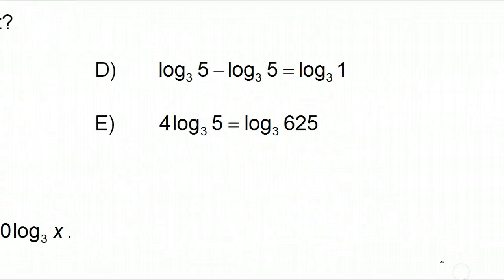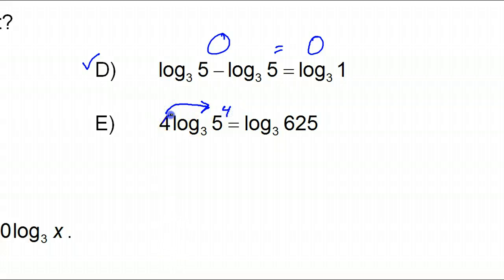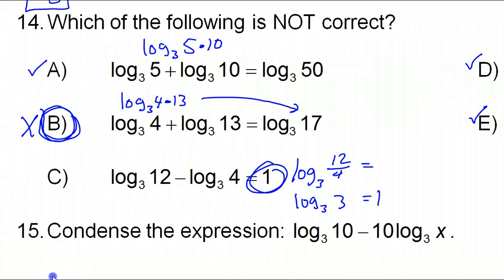And looking at D, anything minus itself, this side of the equation is just 0, right? Meanwhile, over here, 3 to the what power gives you 1? Well, that's the 0 power. Anything to the 0 power is 1. So both of these sides have a value of 0, so that's another true statement. In this last one, we know that we could take that 4 and put it as a power instead. But then 5 to the 4th power turns out to be 625. So that is also correct.